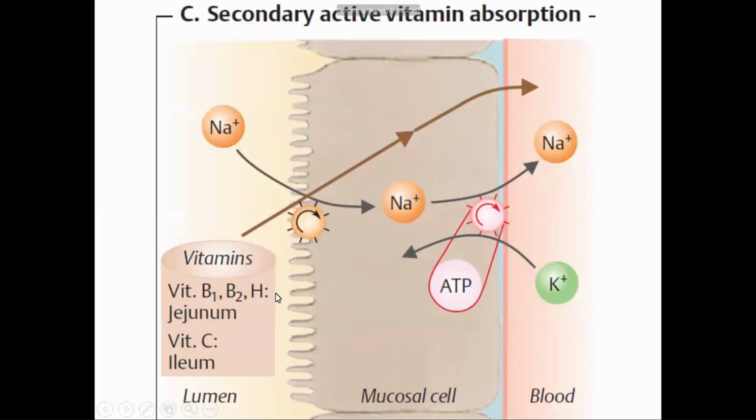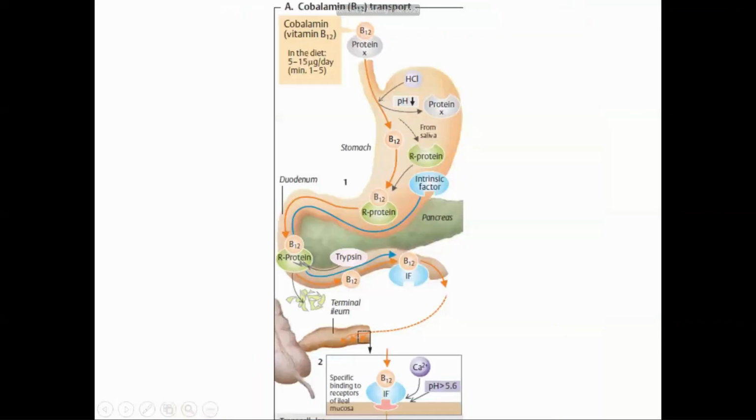So vitamins are absorbed in the ileum through the sodium dependent mechanism. Vitamin B1 and B2 are absorbed in the jejunum. Vitamin C is absorbed in the ileum. Vitamin B12 is absorbed in the terminal ileum.